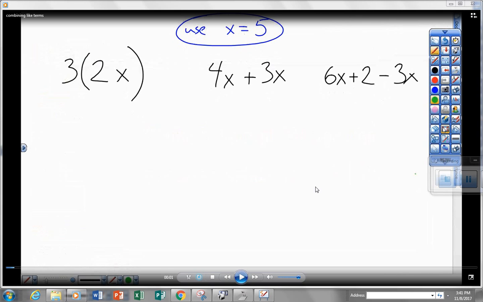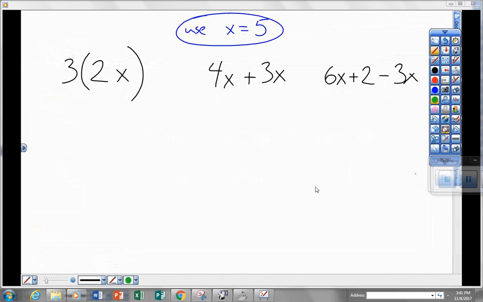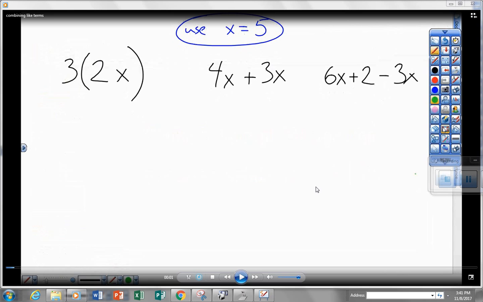Okay, this video is going to help you with the concept that we learned today on November 8th, and that is combining like terms and then doing the math to prove that you can combine like terms. So this first one here I have 3 times 2x, 4x plus 3x, 6x plus 2 minus 3x. We want you to realize that you could write this as 3 times 2x, or you could times this and get 6x. Plugging in 5 will prove I could do this.